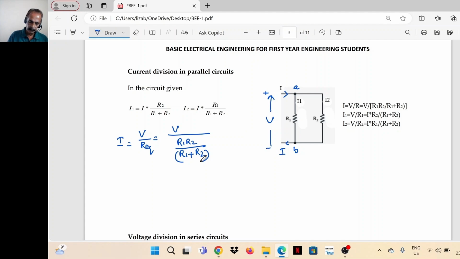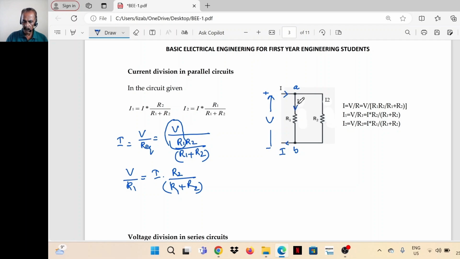Now in this relation, I is equal to V divided by R1 R2 divided by R1 plus R2. In this relation, take V divided by R1 separately. So V divided by R1 is equal to I into R2 divided by R1 plus R2. But V is the voltage across this parallel combination. That means V is the voltage across R1 as well as R2.